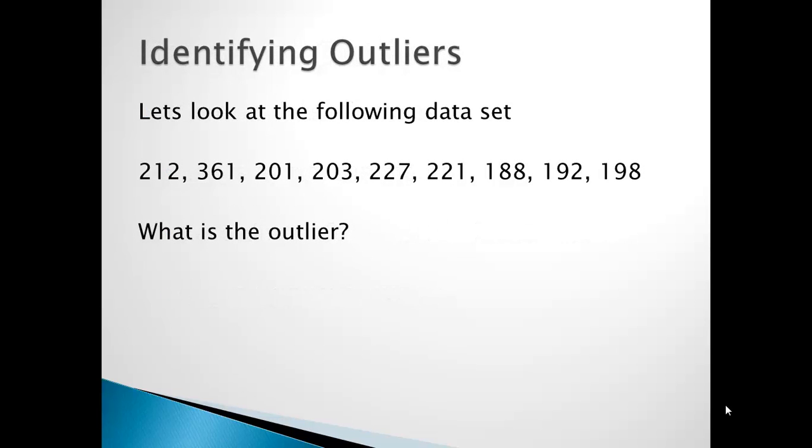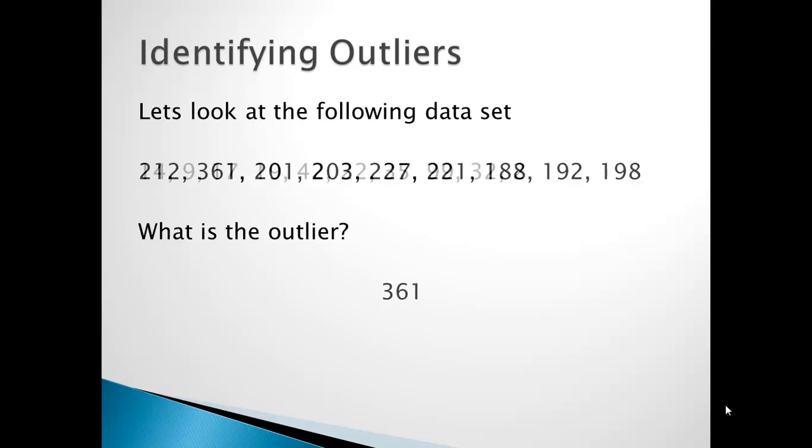So let's have a look and identify some outliers. Let's look at this data set, and it's got a few numbers, and you'll notice that most of them are close to 200, all except one. So look at that closely and then check that you can see the outlier, and it is 361, because it is over 100 away from all the other numbers, about 150 from most of the other numbers.